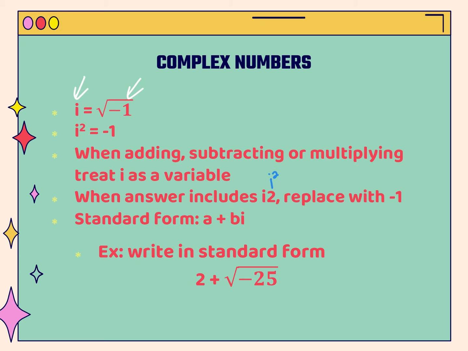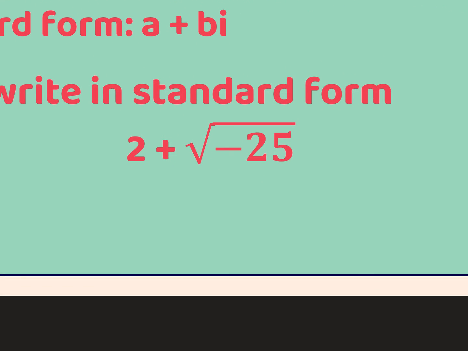So for this quick example on the bottom, it says write in standard form 2 plus the square root of -25. So this is a perfect square that's normally just 5, but the negative on the front means I would bring an i to the outside of that root as well. So this would be 2 plus 5i. And standard form again means that the term with the i comes second, so this is already in standard form.